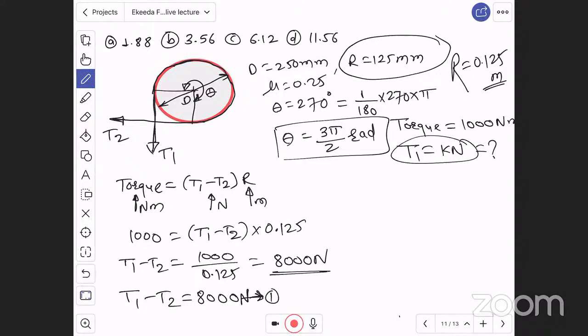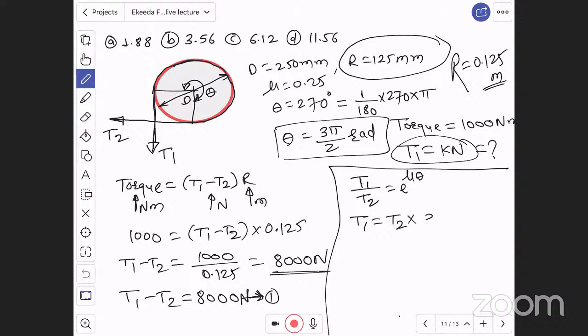Now let us use another equation. That is tight side tension T1 divided by loose side tension T2 is equal to e to the power mu theta. Therefore, T1 is equal to T2 into e to the power mu theta. Coefficient of friction is given. What is the coefficient of friction given, my dear students? 0.25. And theta is 3 pi by 2.